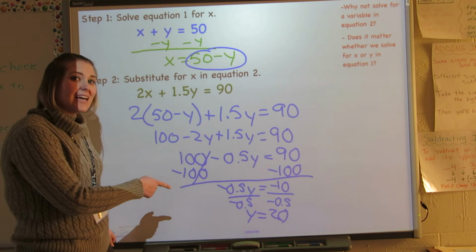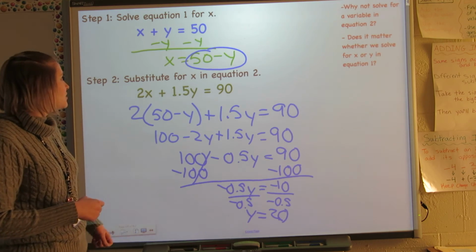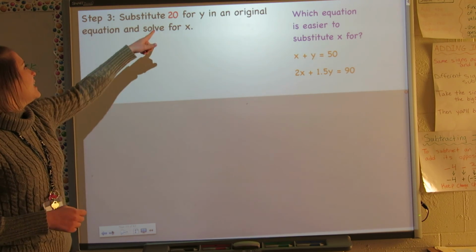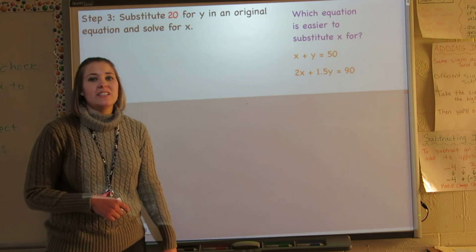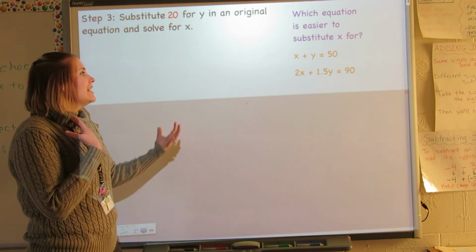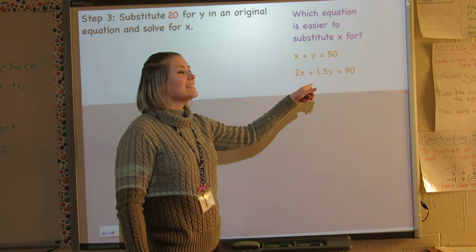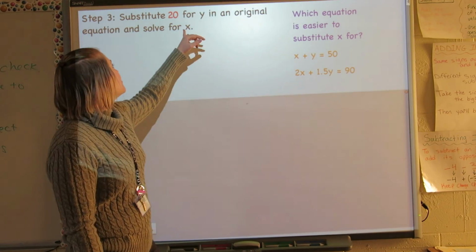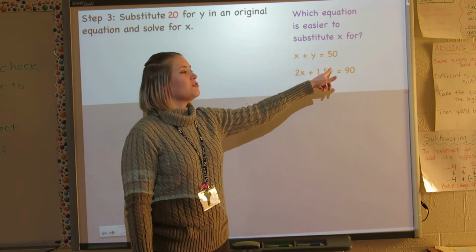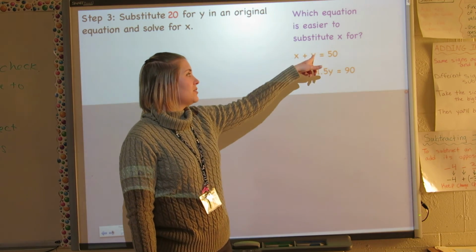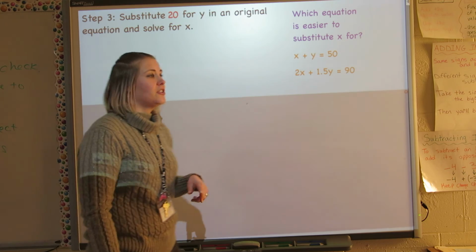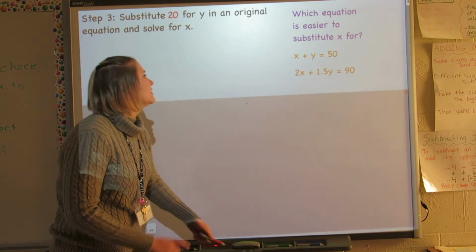Now I'm going to take that y value and substitute it into an original equation and solve for x. Again, I can go back and substitute it into either equation, but which one is easier to solve? If I substitute 20 here, then I have to do 20 times 1.5. If I substitute it here, I just have a little math to do to figure out what x is.